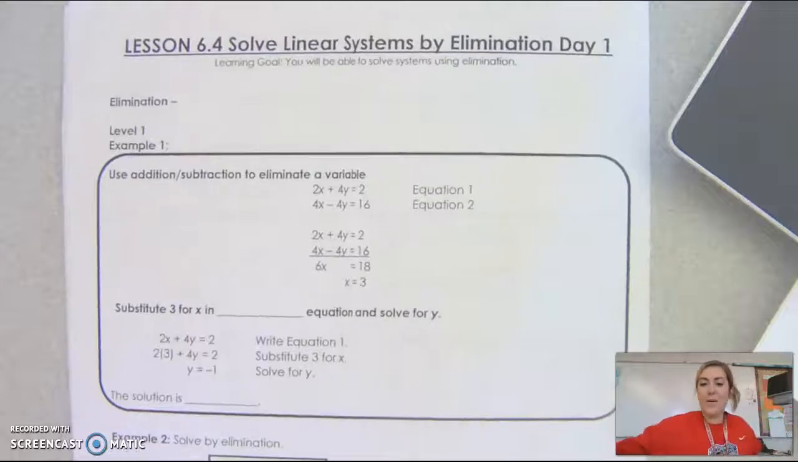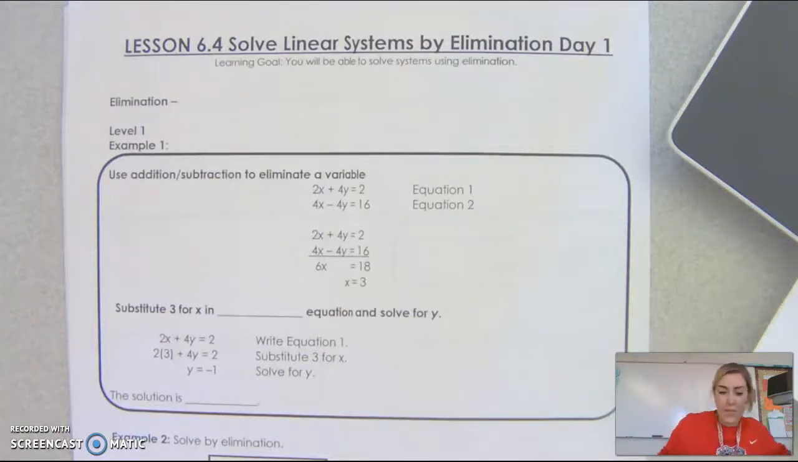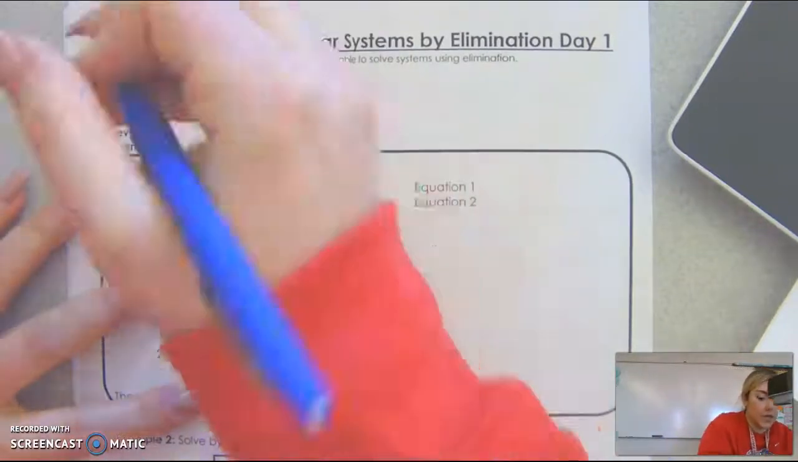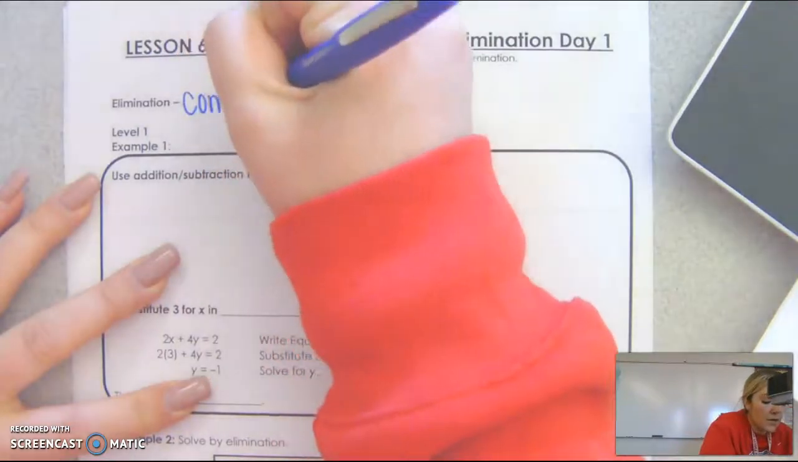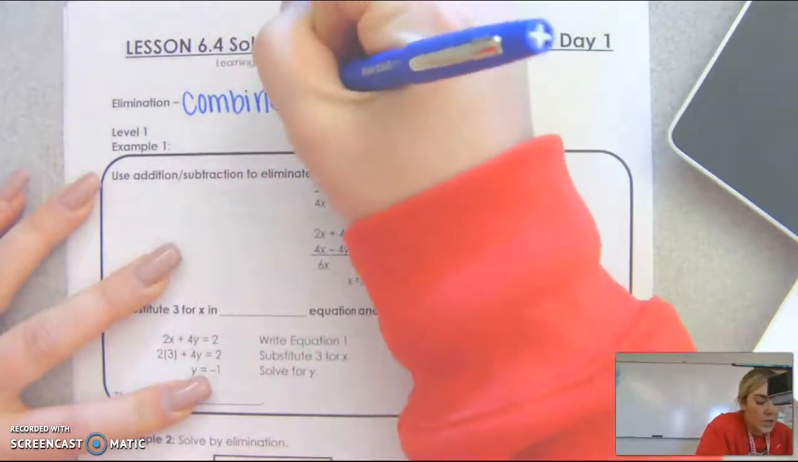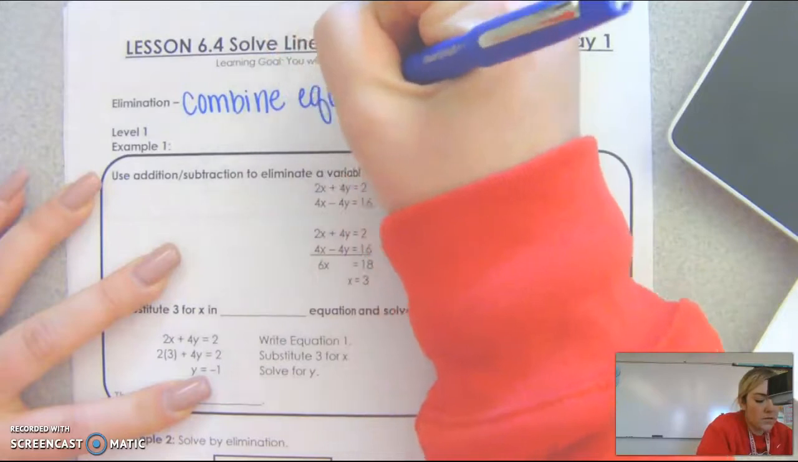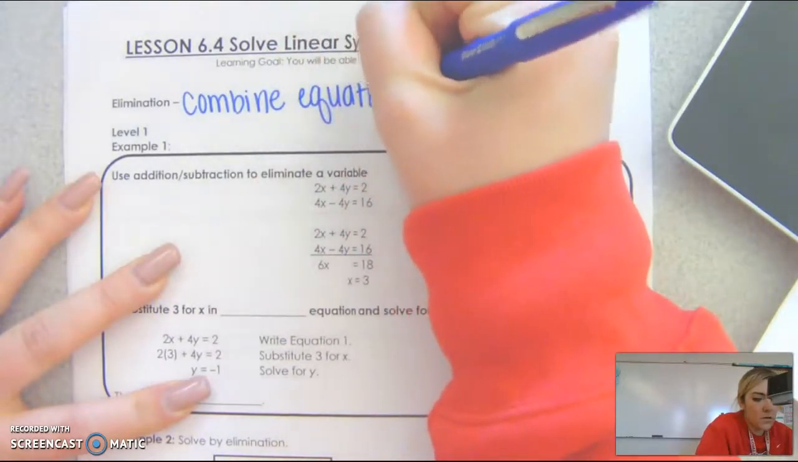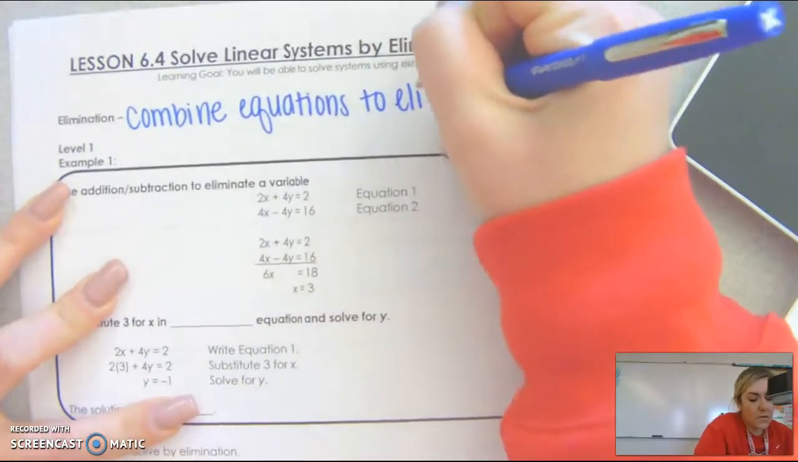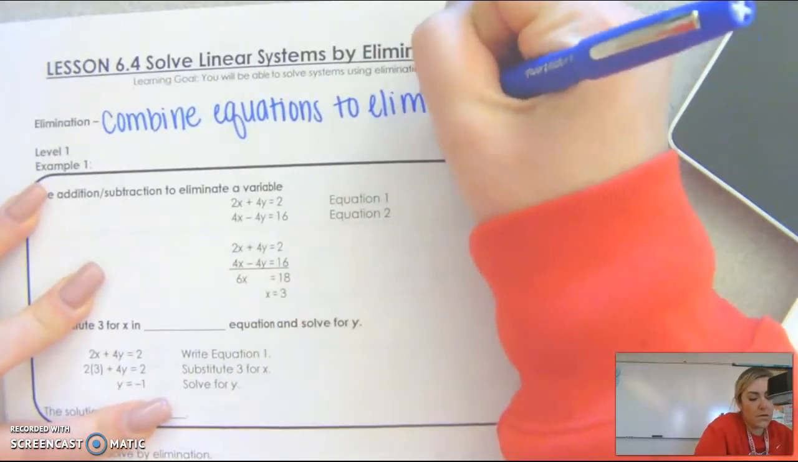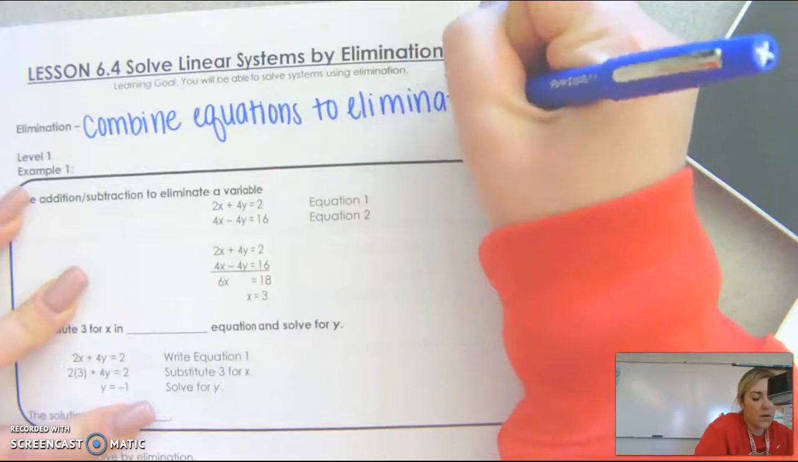Hi guys, so today we are doing 6.4, day 1, solve linear systems by elimination. Okay, so first thing, we need to figure out what elimination is. That is when you combine equations to eliminate variables.